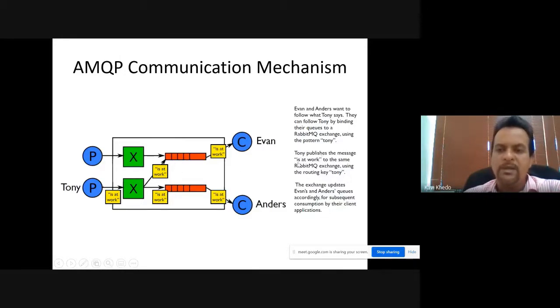Tony publishes the message, is at work, to the same RabbitMQ exchange using the routing key Tony. And here these queues have used the Tony pattern in order to connect to a particular exchange. As soon as we have a producer producing something with Tony, okay, this goes, and in this case it is happening down here. So you notice Tony is at work. He's sending a message, is at work, it goes to the exchange. The exchange knows that those two queues have shown interest in Tony. So it sends the message to those two queues, and those two consumers, Evan and Anders, since a new message has come in their queue, they get this message by push. This is happening here. This is how AMQP works, the communication mechanism works.